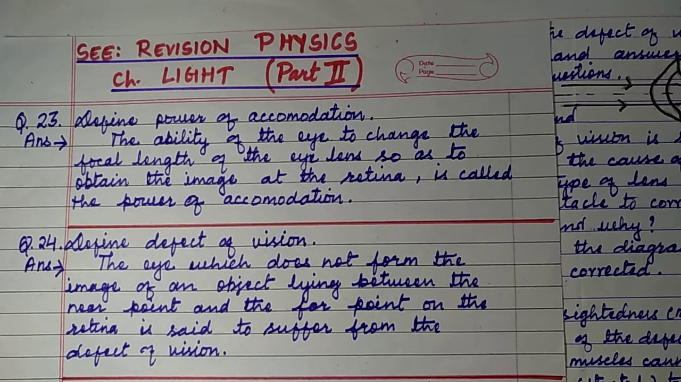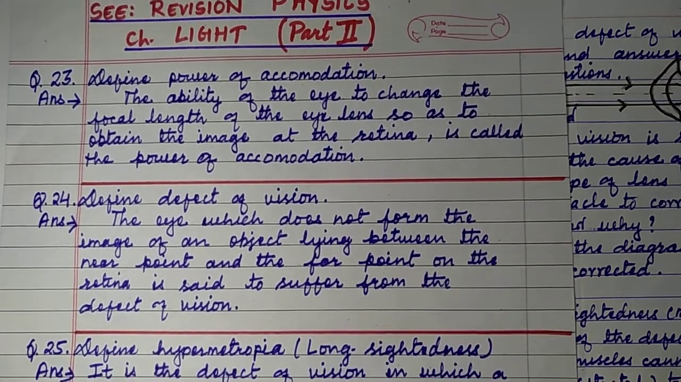Define power of accommodation. The ability of the eye to change the focal length of the eye lens so as to obtain the image at the retina is called power of accommodation. Define defect of vision. The eye which does not form the image of an object lying between the near point and the far point on the retina is said to suffer from the defect of vision.